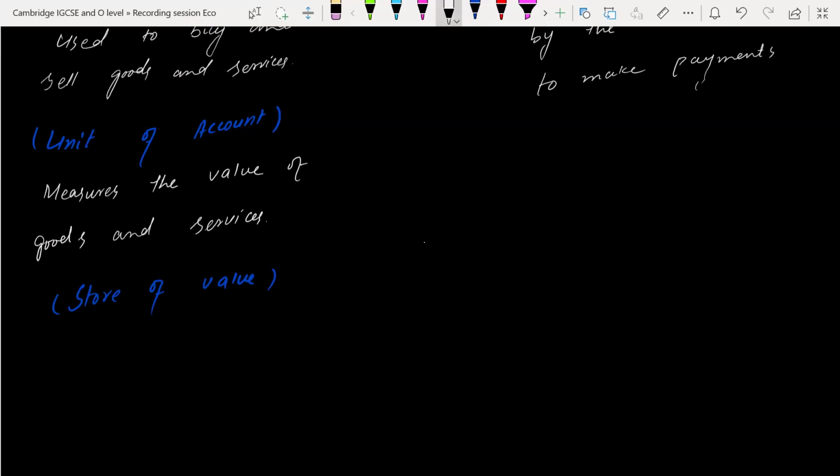Store of value means maintain value over time for future use. Means we can store in future. It does not mean that in future it will be useless.